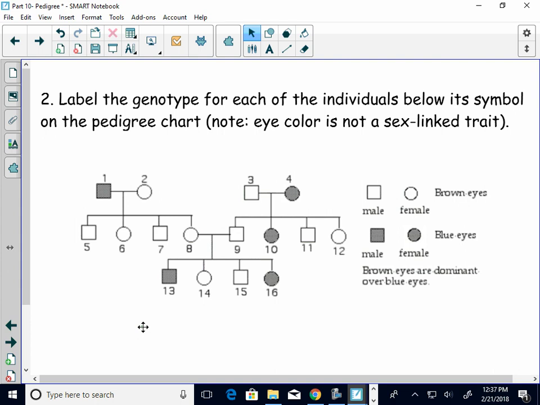Now, I'll tell you right now, on number 3, it is X linked, so you're going to need to have X's and Y's with them. So make a note of that, this is a sex linked trait. You will need X's and Y's up there. So try number 2, try number 3. We'll work 2, we'll work 3, we'll work 4 tomorrow. Okay?